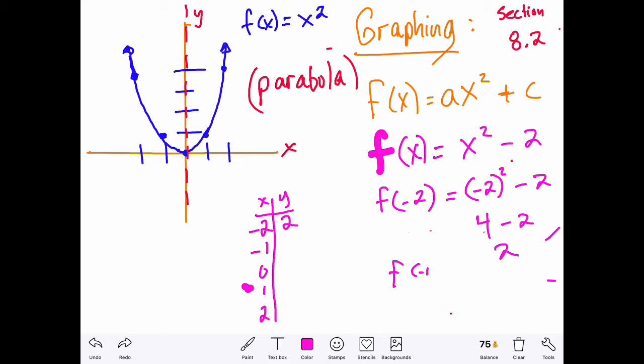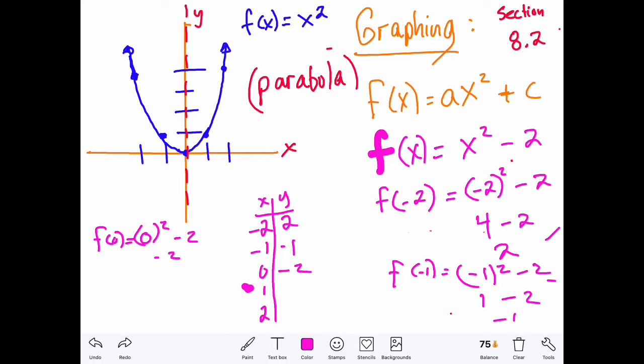F of -1: -1 squared minus 2, -1 squared is +1, minus 2 is -1. F of 0: 0 squared is 0, minus 2 is minus 2. F of 1: 1 squared is 1, minus 2 is minus 1. And f of 2: 2 squared minus 2, 2 squared is 4, 4 minus 2 is 2.